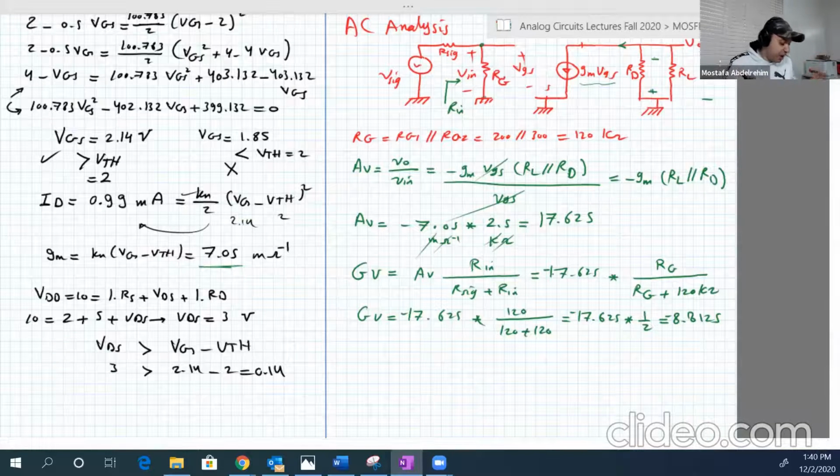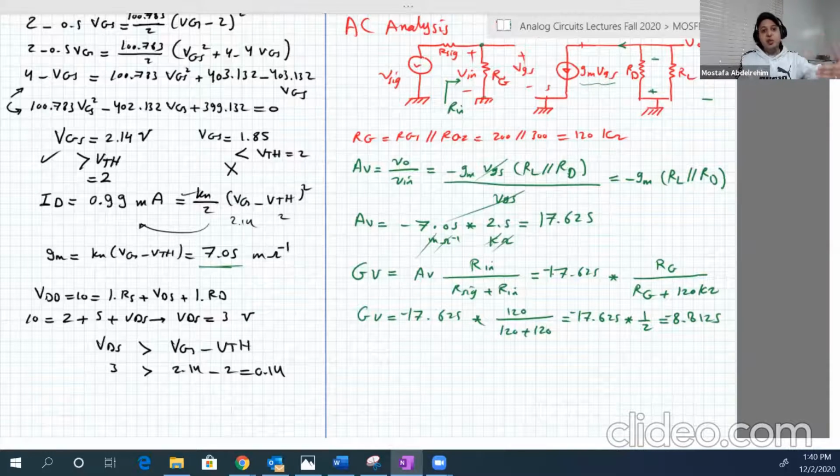Now we can expect what kind of number we get for VGS. It should be around 2.14. We should get a current around 1 milliampere. We should get EV around 17.6. We should get an overall voltage gain equal to 8.8. And of course, there should be inverting output because AV and GV are negatives.